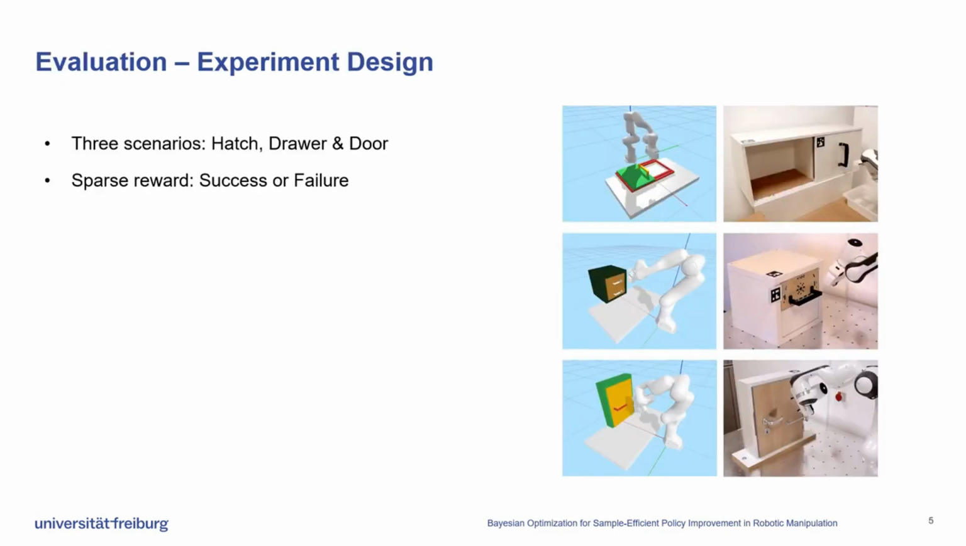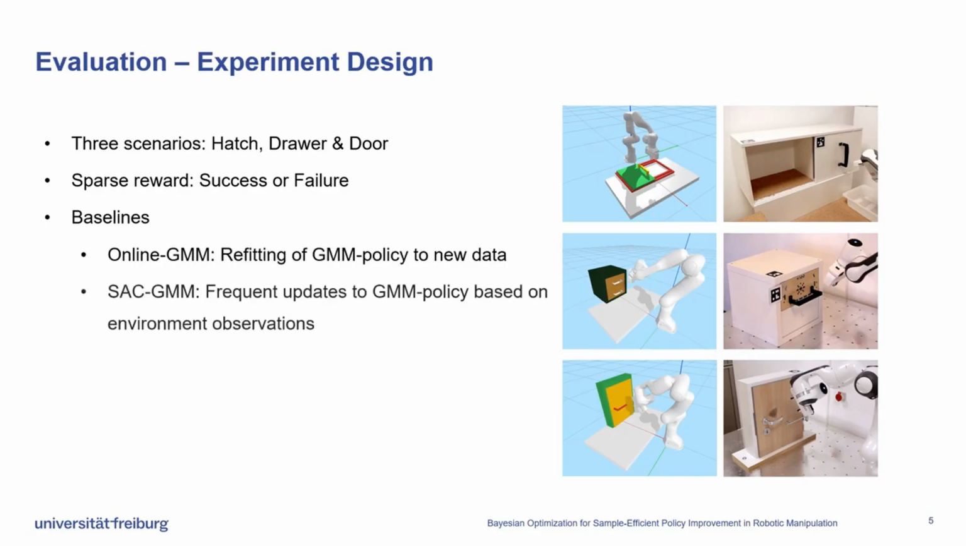We evaluate our approach in 3 scenarios in both simulation and real world, in which the robot has to open a hatch, a drawer, and a door. The agent is rewarded only with a sparse success or failure signal. We compare our approach against 2 baselines. The first is online GMM, a naive baseline in which we simply refit the base GMM model to additionally gathered successful trajectories. The second is our previous approach SAC-GMM. It also proposes GMM updates, but does so at regular intervals during the execution based on environmental observations using a SAC agent. All approaches start from the same GMM policy.